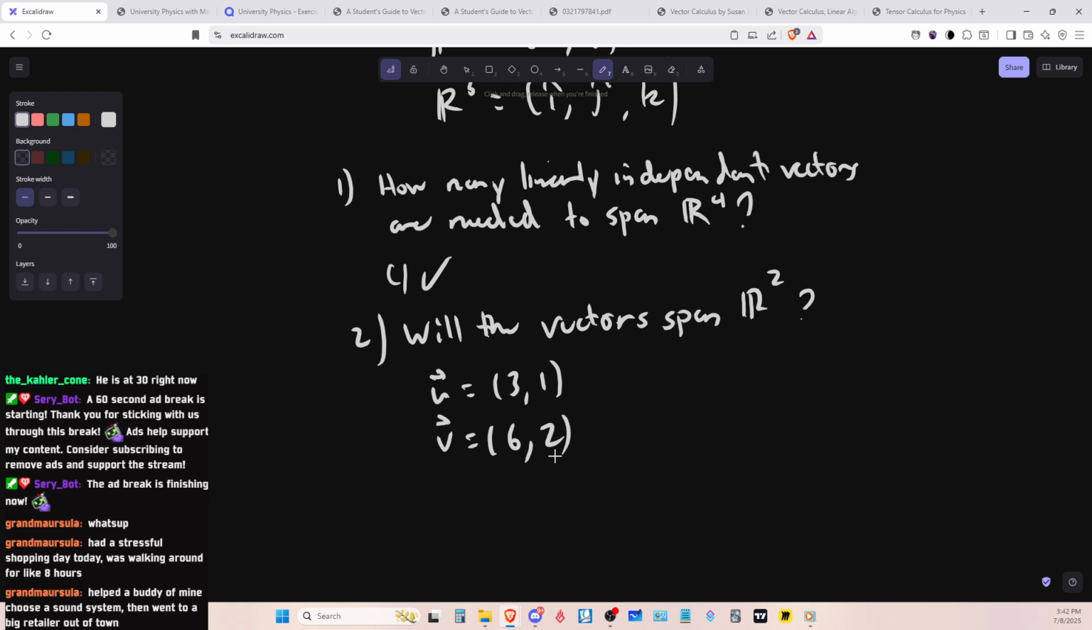Okay, so it's multiple choice, but let's see. Will the vector span R2? So for A, it says yes, because the vectors aren't parallel. B: yes, because the vectors are parallel. C: no, because the vectors aren't parallel. D: no, because the vectors are parallel.